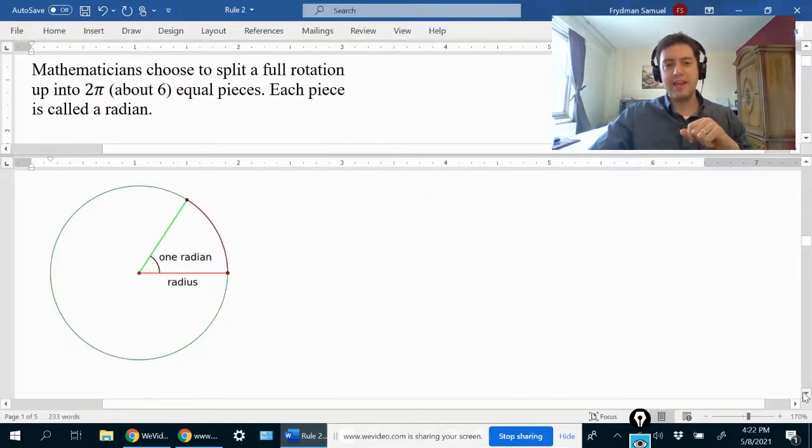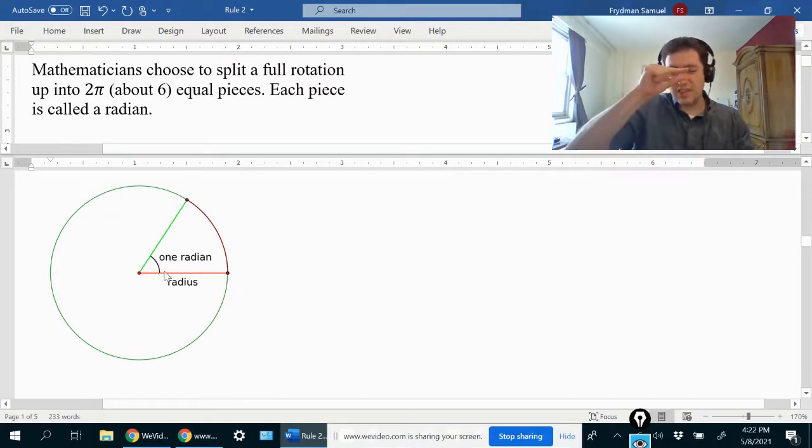is called a radian. So this, the amount of rotation that you see right here between these two lines, is obviously, first of all, much bigger than a degree, right? A degree was a tiny thing. This is a lot bigger, and it only takes about 6 of these to get all the way around the circle.